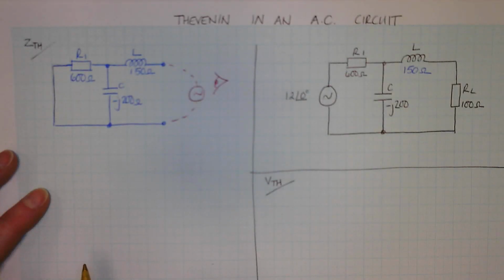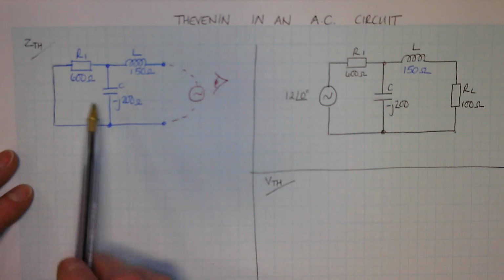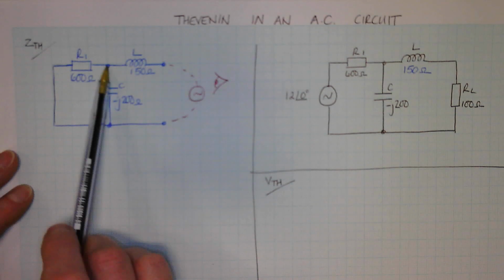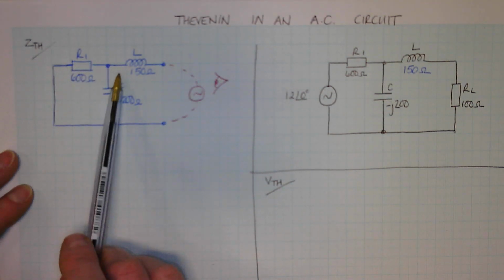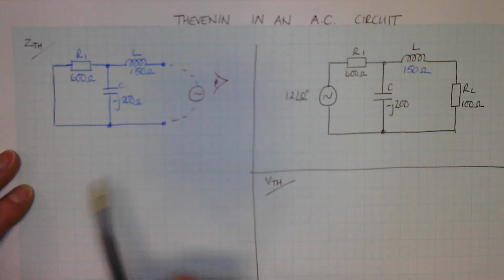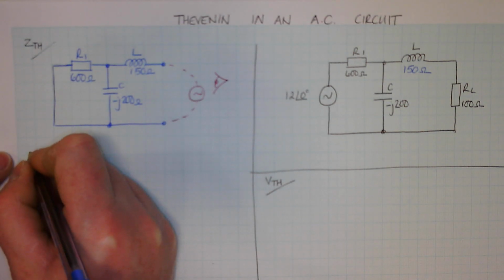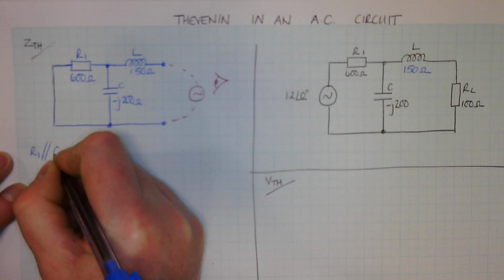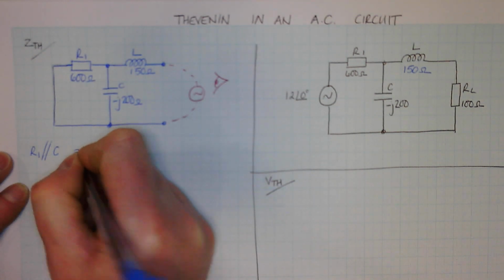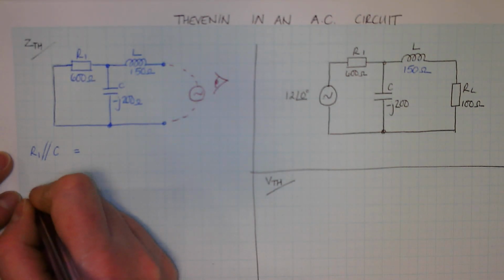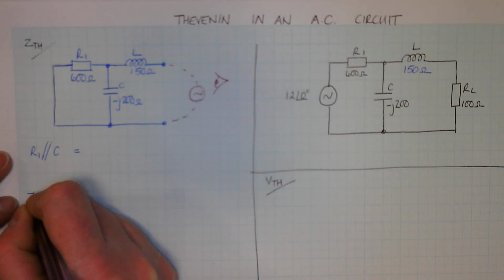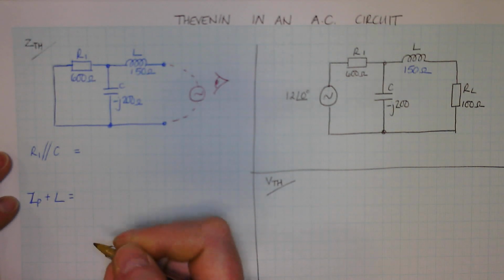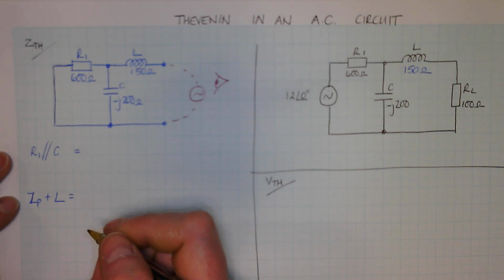So if you were going to do that, then looking at this circuit, you would see that this 600 and this minus J200 are in parallel. That's your parallel section. And then all of that is in series with that. So you're going to do your R1 in parallel with your capacitor. Get your answer for that. And then you're going to do that, we'll call it ZP, plus that value for that inductor. And that would get you the Z.